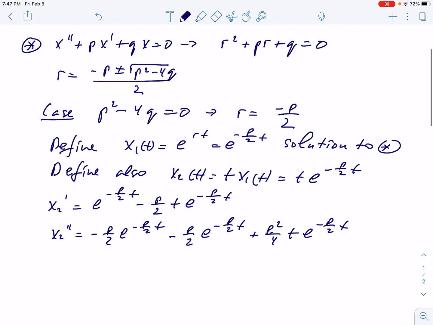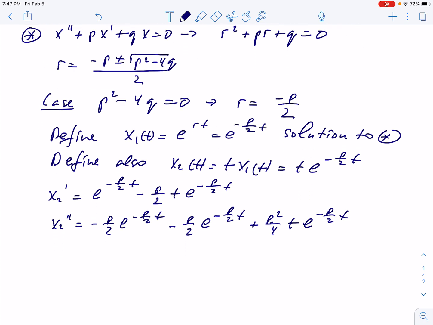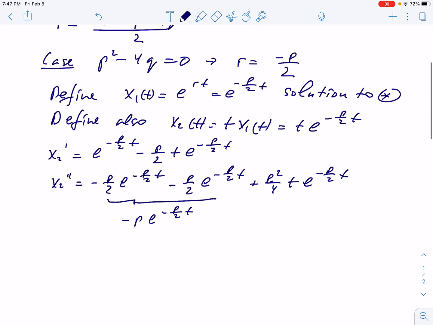Now we have to put this in the differential equation. Here in the second derivative we can simplify, we can put together these terms. This will be just minus p exponential minus p over 2t. So this is the second derivative.